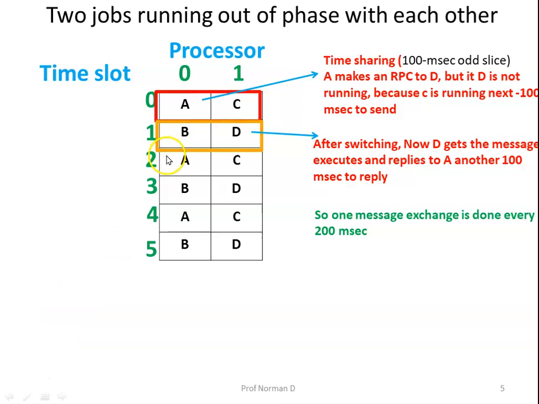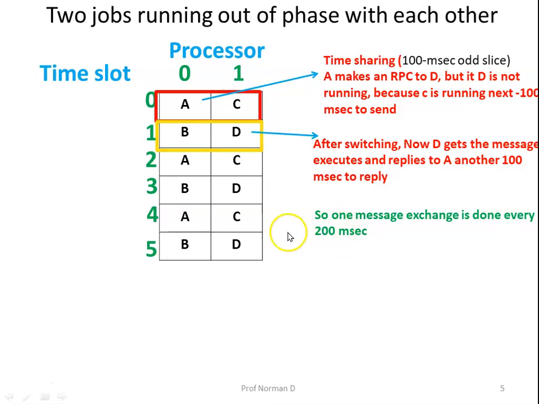Now after 100 milliseconds, process switching takes place. That means now it is time slot 1, and D gets the message that was sent by process A. Now D quickly replies to A. But this particular time slot also will take 100 milliseconds for the reply to go back to A. So the net result of one message exchange is a total of 200 milliseconds.